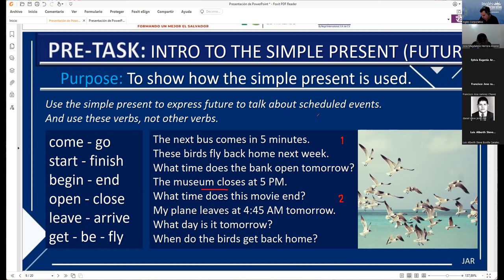This bird flies back home next week. What time does the bank open tomorrow? The museum closes at 5 p.m. Okay, closes at 5 p.m. Excellent. What time does this movie end? My plane leaves at 4:45 a.m. tomorrow. Okay. What day is it tomorrow? When do the birds get back home? Excellent. Very good.